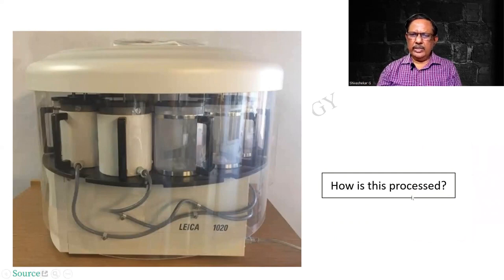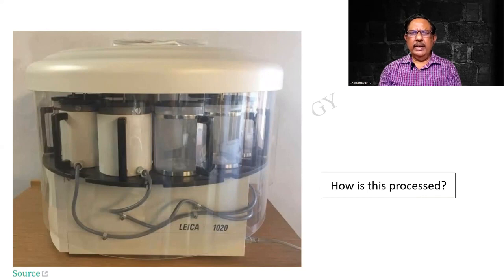And how is this being processed? You find that initially the first jar, the glass jar, will be formalin, because whether we have fixed the tissue properly or not, the histokinette will not be taking the risk. So there is a refixation for a period in formalin.